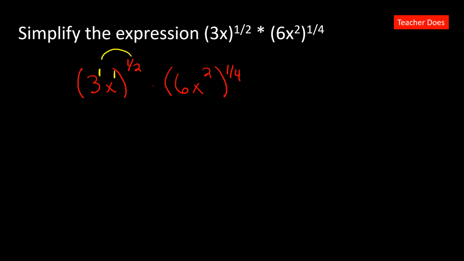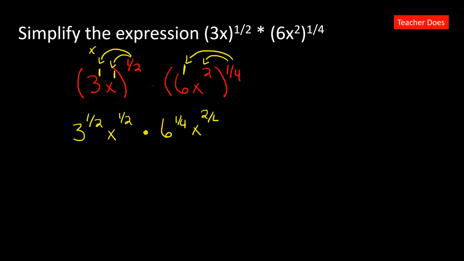So we're going to need to multiply. This is how we simplify these out. Remember, when you take one power raised to another, you multiply those exponents. We would have 3 to the 1/2 times x to the 1/2 times, well, 1/4 times 1 would be 6 to the 1/4. And then here we'd have x to the 2/4.